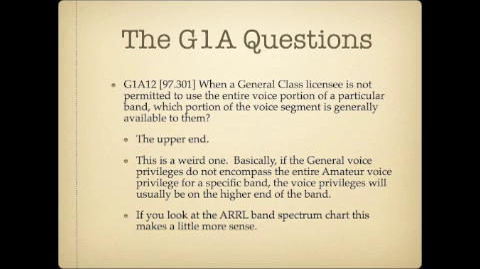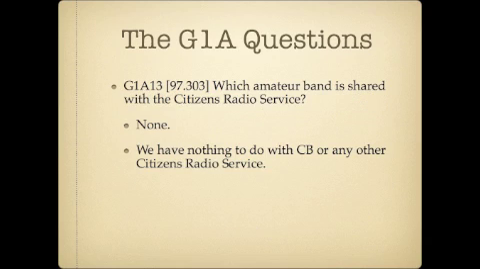When a general class licensee is not permitted to use the entire voice portion of a particular band, which portion of the voice segment is generally available to them? Well, the answer is the upper end, and this is sort of a weird question. Essentially what they're saying is that if the privileges on a particular band for general class operators are broken up, so there's a gap in the spectrum, the voice privileges will generally fall on the higher end of the spectrum, so the higher frequency. If you look at a band spectrum or the ARRL band chart, you'll notice that the voice privileges generally fall within the higher frequencies, and that's what they're trying to get at in this question.